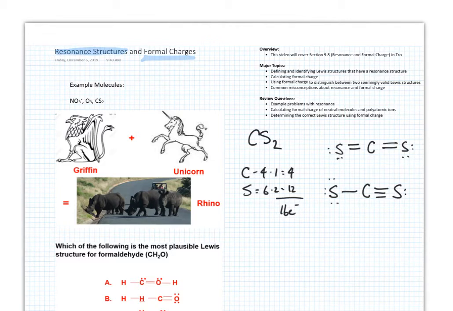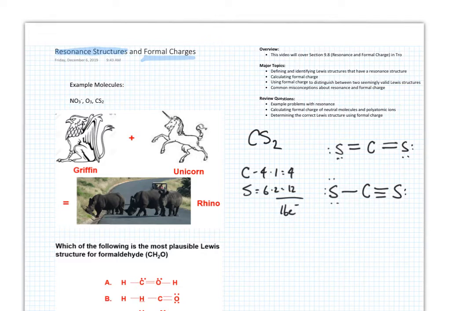Now take a look at that structure. Let's count electrons. 2, 4, 6, 8, 10, 12, 14, 16. It's got 16 electrons. Octet rules, 2, 4, 6, 8, 2, 4, 6, 8, and 2, 4, 6, 8. Well, it looks like the octet rule looks good. There's no charges on this molecule, so that appears to be a decent Lewis structure as well.